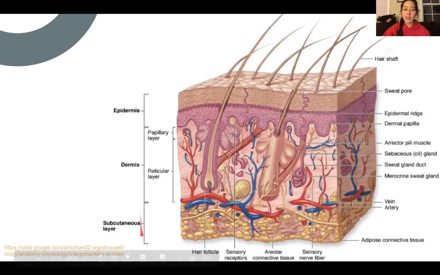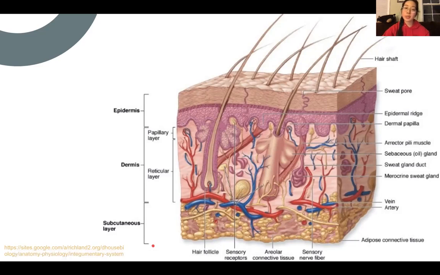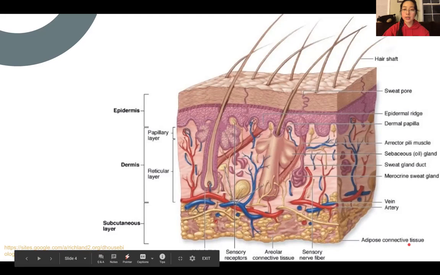And lastly, you have the subcutaneous layer, which is underneath that. Sometimes it's not really considered part of the skin because it's not strictly skin. But basically, the subcutaneous layer is made up of adipose tissue, which is fat, and it's a type of connective tissue, and it acts as insulation.